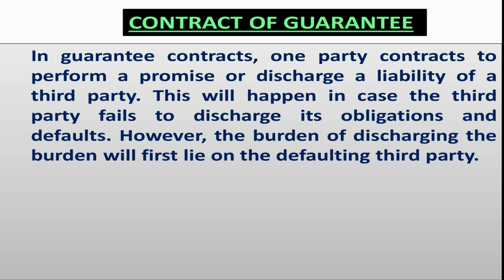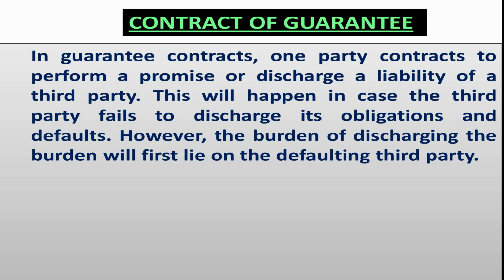Contract of Guarantee. Aside from indemnity contracts, the Contract Act likewise governs contracts of guarantee. These contracts may seem like indemnity contracts, yet there are some contrasts between them. In guarantee contracts, one party contracts to perform a promise or discharge a liability of a third party. This will happen in case the party fails to discharge its obligation and defaults.